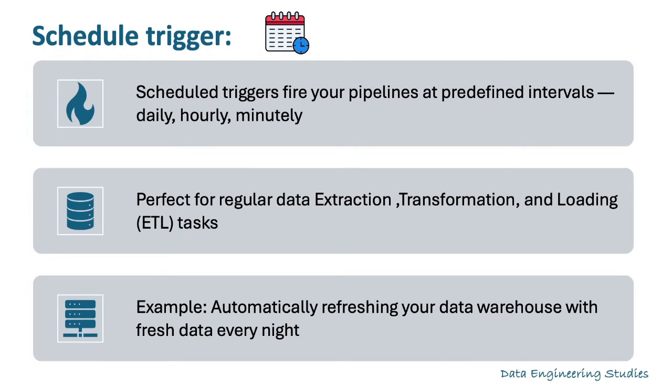Schedule trigger fires your pipeline at a predefined interval like daily, hourly, minutely, yearly, etc. Schedule trigger is a perfect solution for ETL tasks that happen at a scheduled interval. One example when we can go with schedule trigger is, if you wanted to automatically refresh your data warehouse every night, you can go with schedule trigger. Let's see the practical implementation of the schedule trigger.